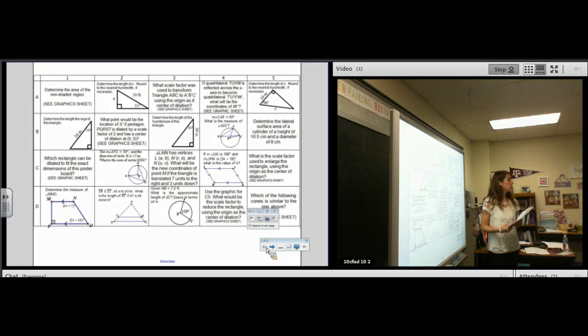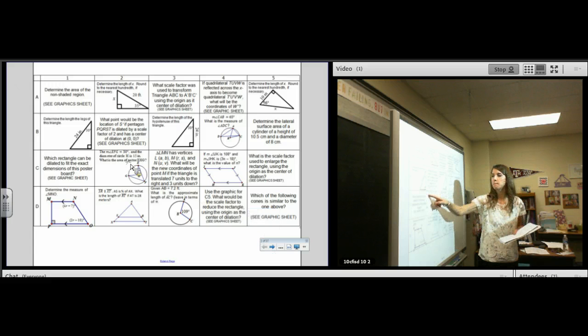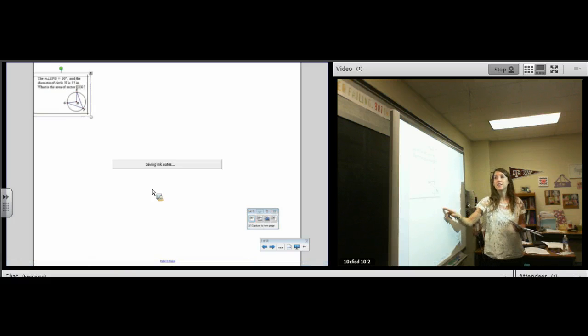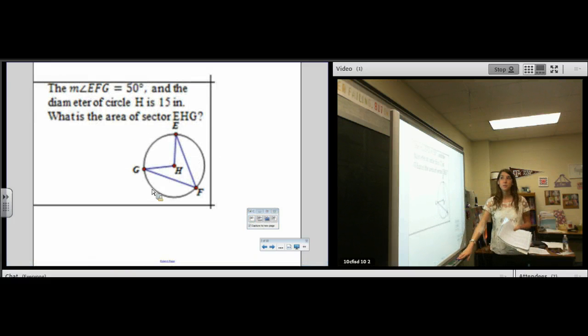Could we just go over 2C for the area of the sectors? Yes. I'm not really good at that. All right, so this one not only has area of a sector, but it's also got inscribed angles as well. EFG is 50. The diameter is 15, so I'm going to cut that in half right away. So it's 7.5.